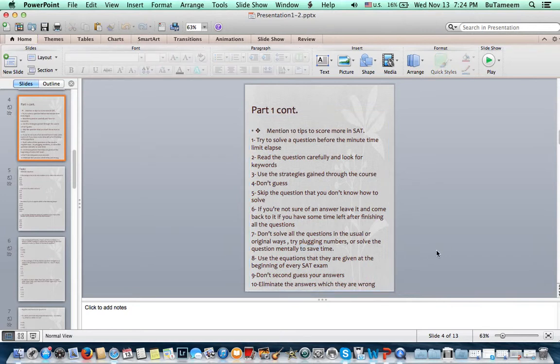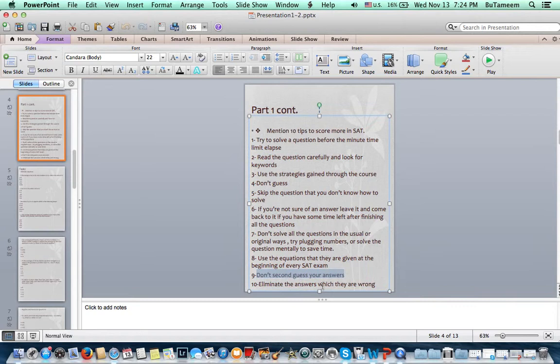Use the equations that they're giving at the beginning of every SAT exam. This is a hot point. This is the key to gaining a lot of marks, a lot of raw scores in this exam. You have to use the equations and the formulas that they're giving at the beginning of every SAT exam. Do not second guess your answer. This is called self-doubt. The answer that you're going to put, just put it and don't think about it another time.